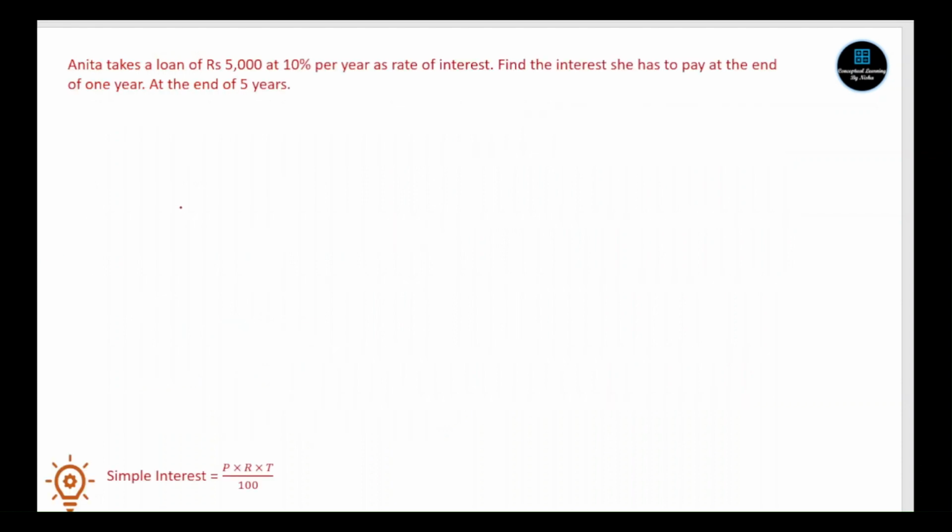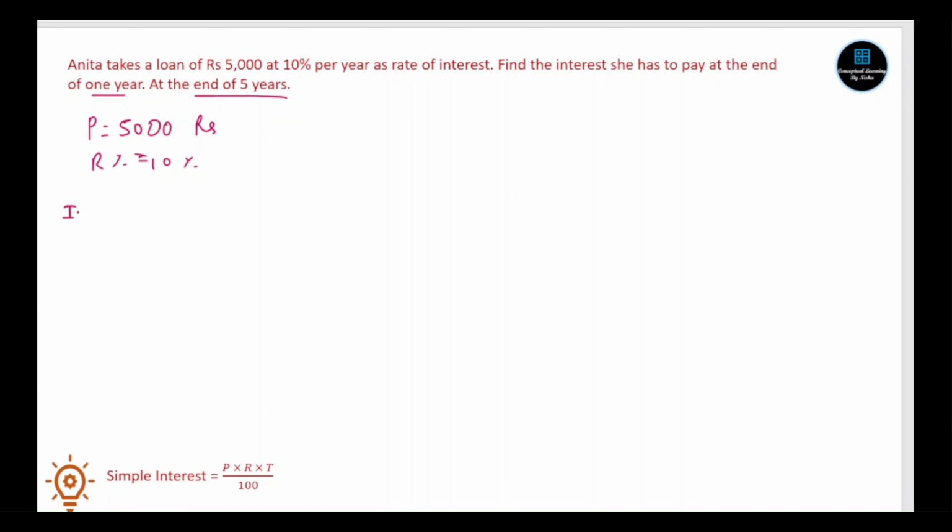Anita takes a loan of rupees 5,000 at 10% per year rate of interest. You have to find the interest she has to pay for 1 year and for 5 years. So principal is given, which is equal to 5,000 rupees. The rate of interest R percent is given as 10%. So we have to find simple interest for 1 year and then 5 years. So let's find for 1 year.